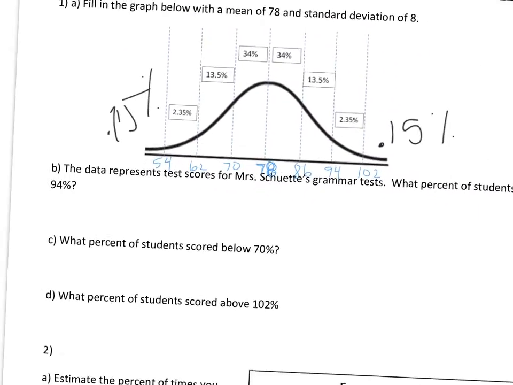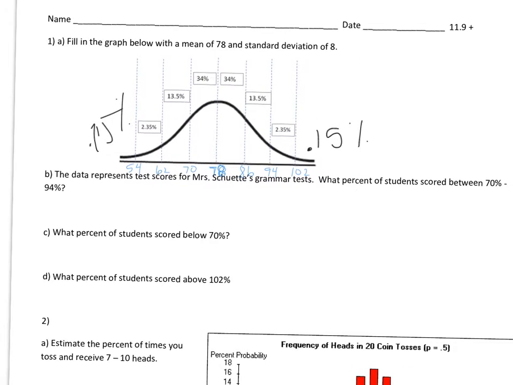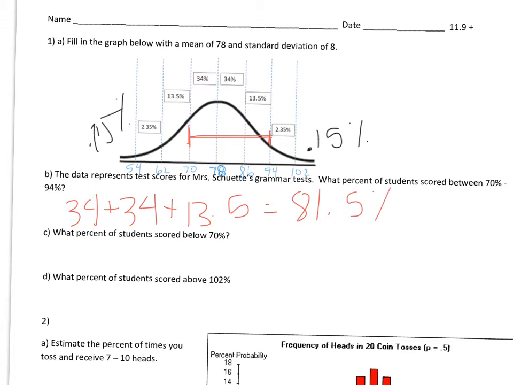So the first question is how much data is in between 70 and 94%. So here's my 70. Here's my 94. It's asking for what's in between here. So I'm going to have 34 plus 34 plus 13.5, which would be 81.5% of the data lies in between those two percentages. So what that's saying is that 81.5%, well, you can't have a 0.5, but around 81% of the people who took this test got in between 70 and 94.